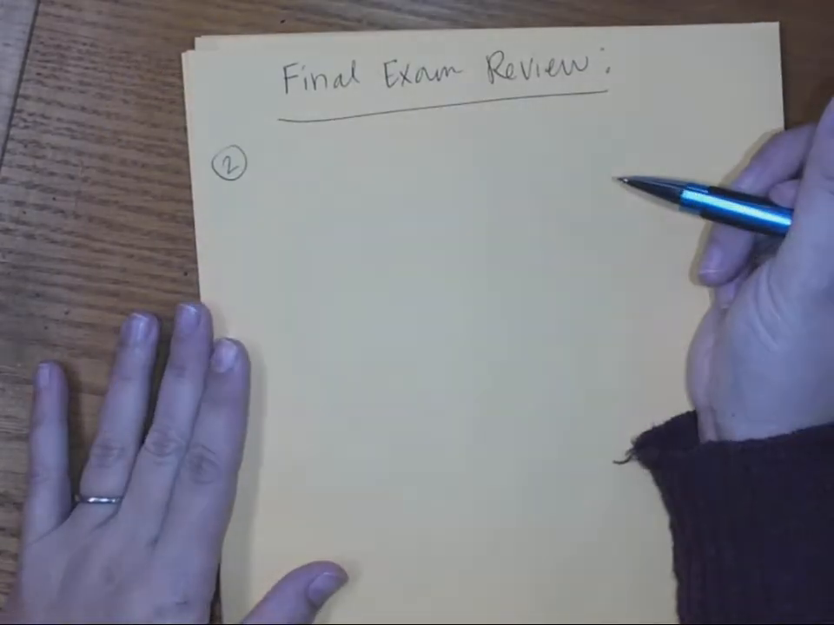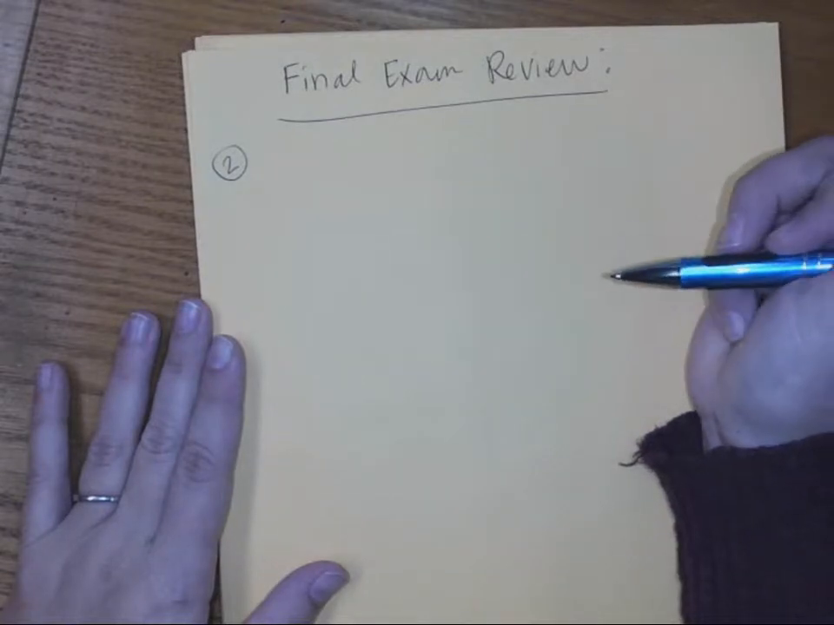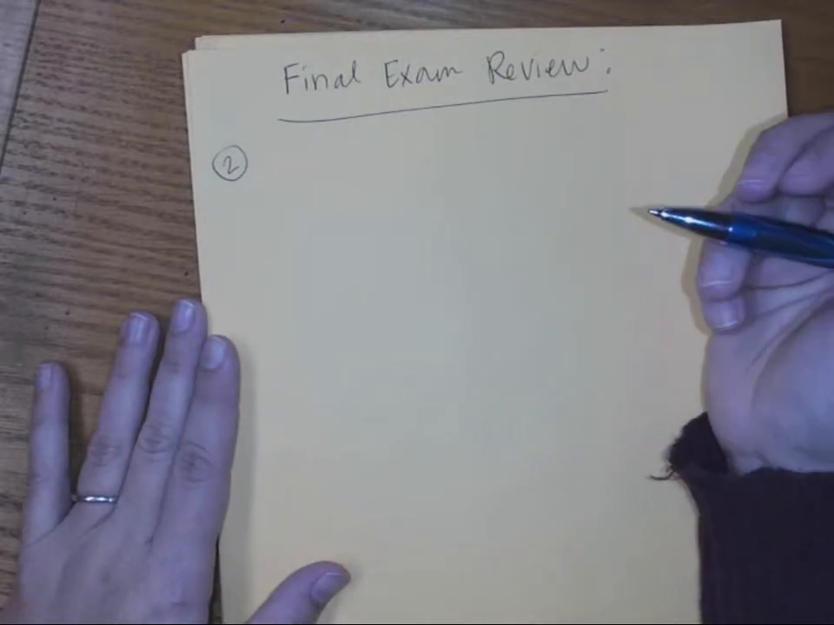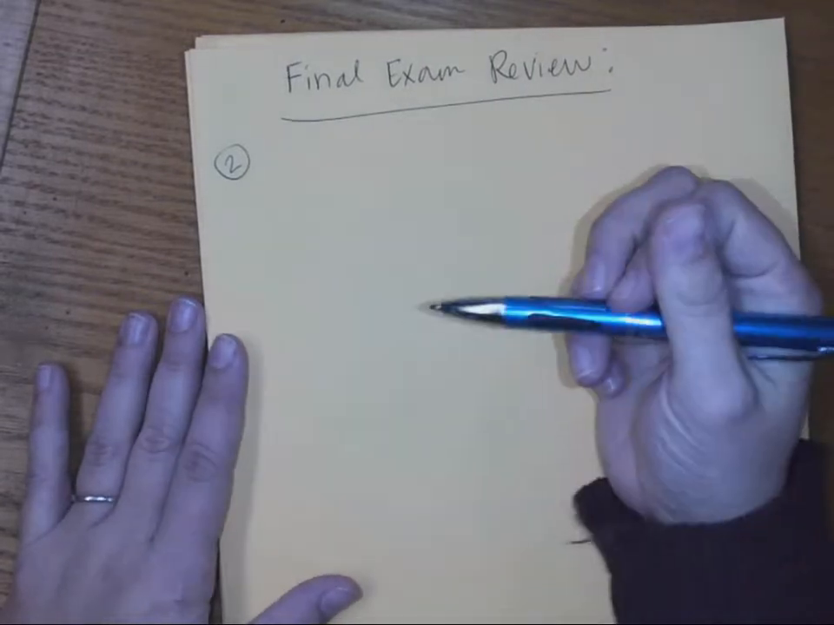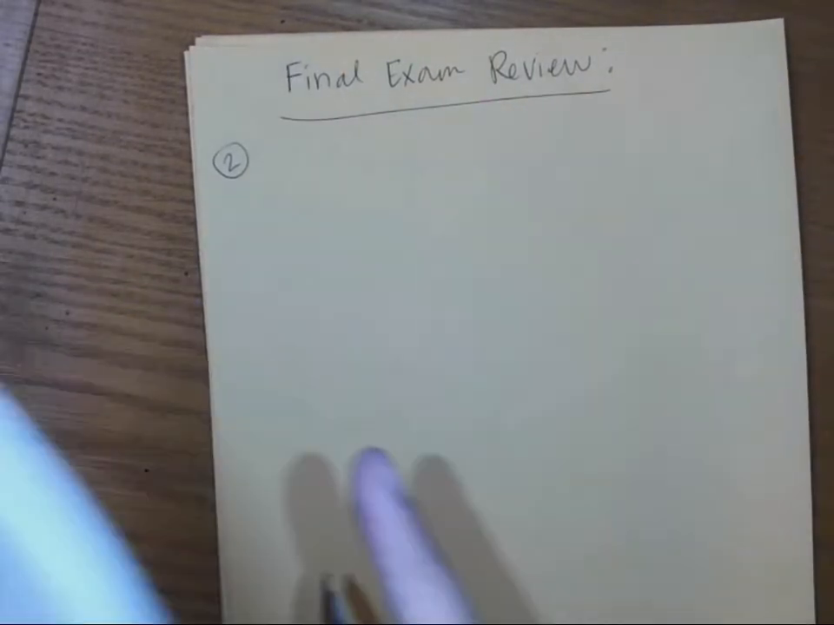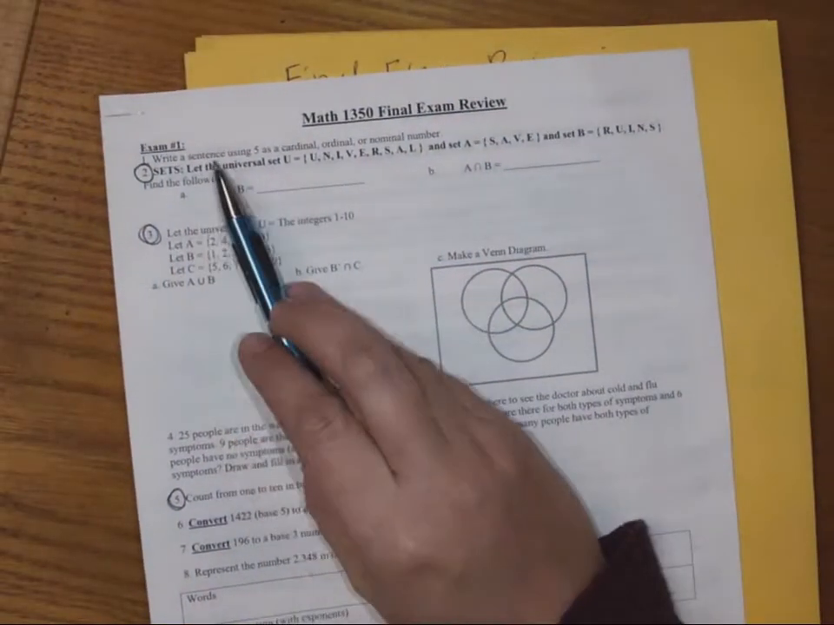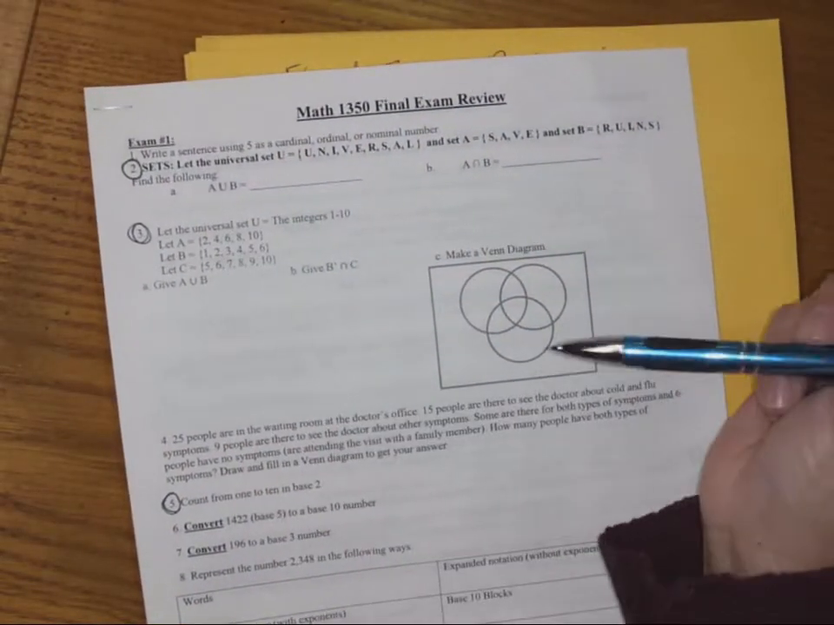At the point that I'm making this video, you haven't taken exam number 3 yet, so I'm going through the problems that I think will be most likely to be missed on exam number 3. Okay, so the first problem I want to go over on the final exam review is the Venn diagram stuff.